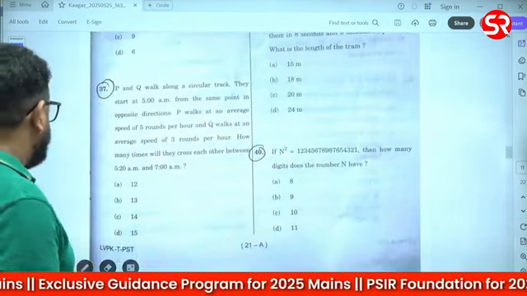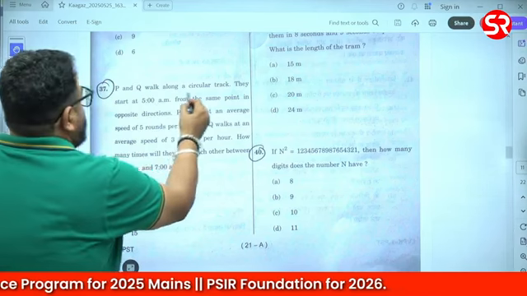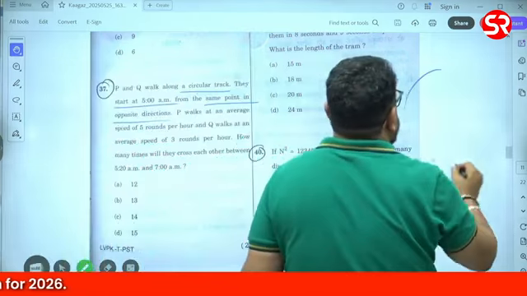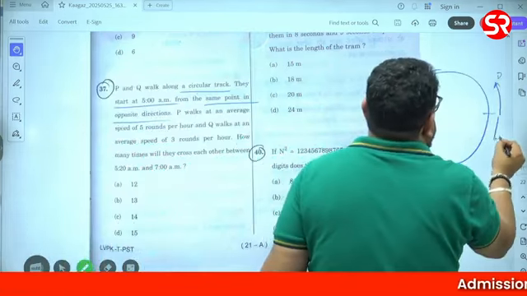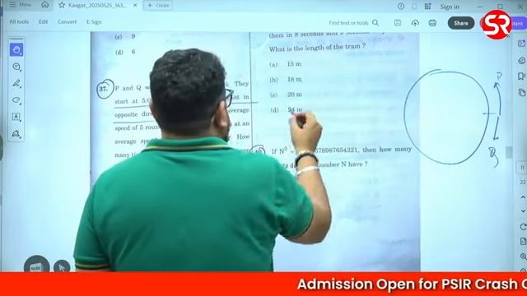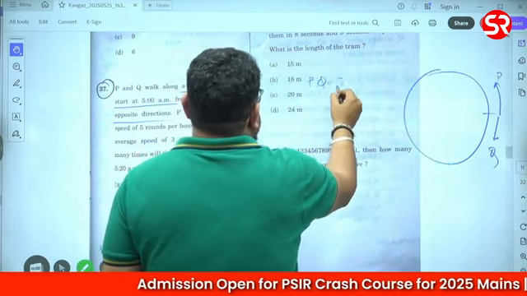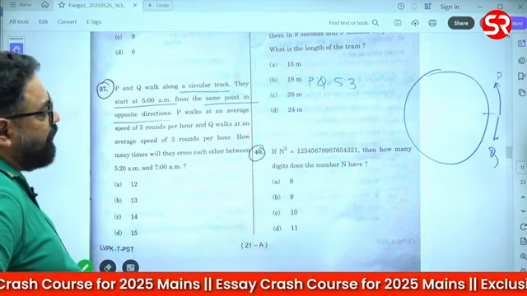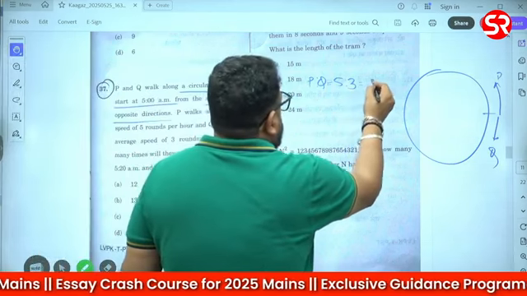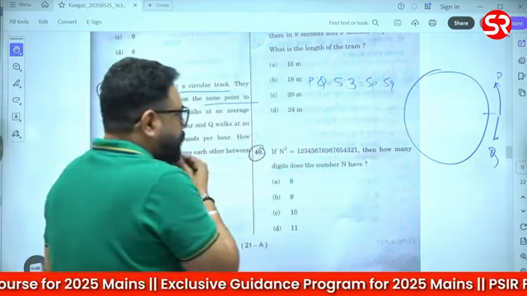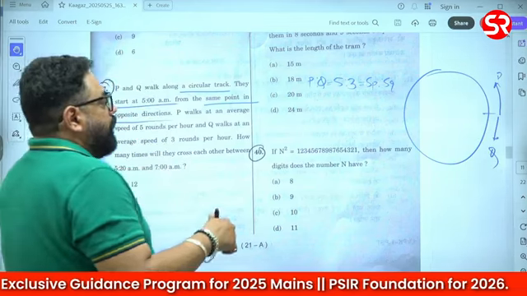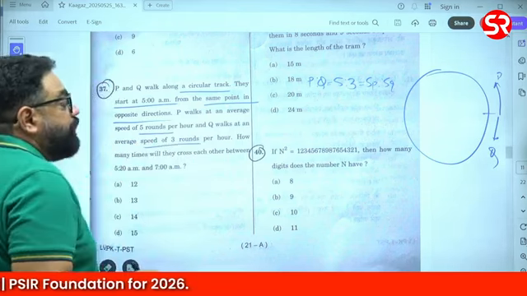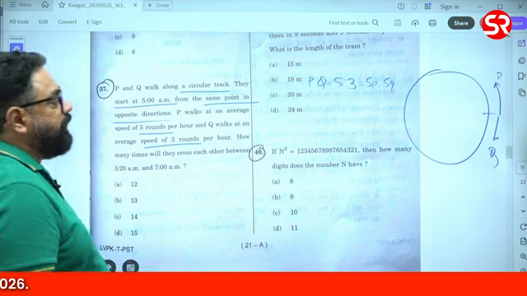Yaar, this is again a very important question. He says P and Q walk on a circular track. They start at 5 a.m. from the same point in the opposite direction. I have done these kinds of questions in the classroom. So the ratio of their speeds, P is to Q. Ratio of the distances: one covers 5, the other covers 1. So this is equal to the ratio of the speeds. Speed of P is to Q. And then he says P walks 5 rounds per hour and Q walks 3 rounds per hour.